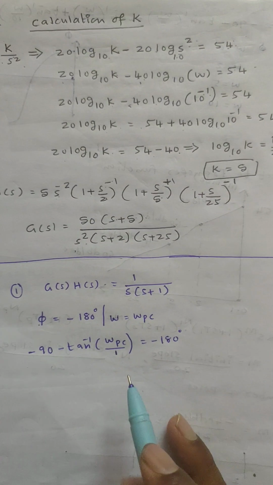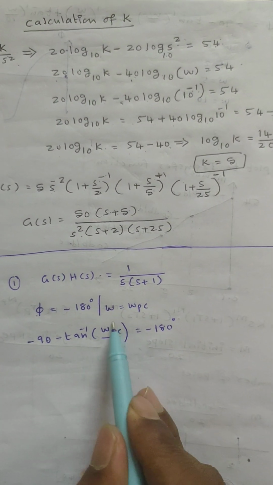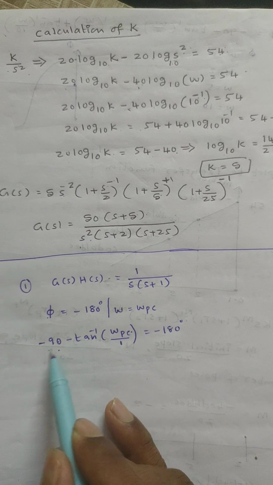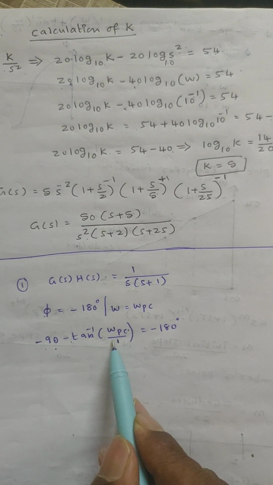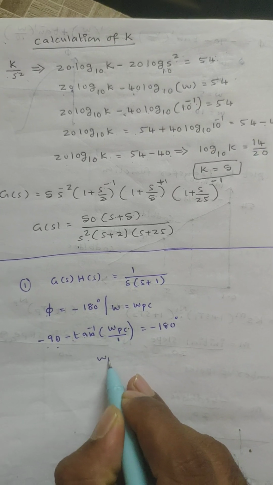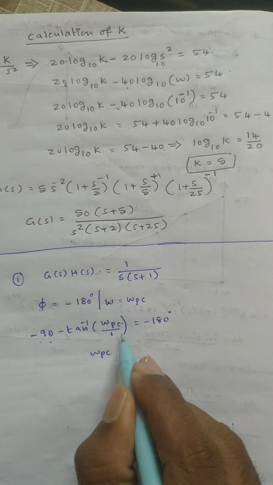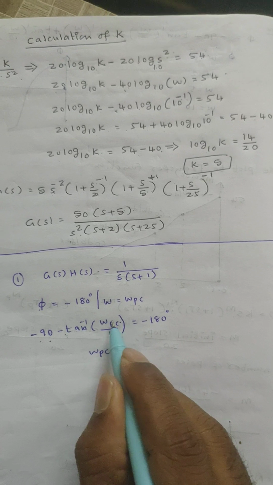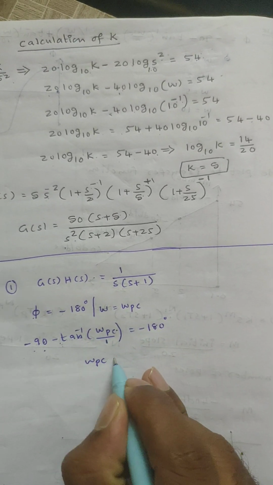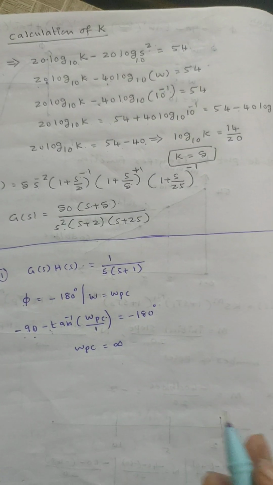Now see here, at what value of omega does this value minus 180 equal minus 180? Minus 90, if this value should be 90, then only it is equal, right? That means when omega pc is equal to infinite, this value is 90 degrees. Tan inverse infinite is nothing but 90. Minus 90 minus 90, you will get minus 180. That means omega pc is equal to infinite.